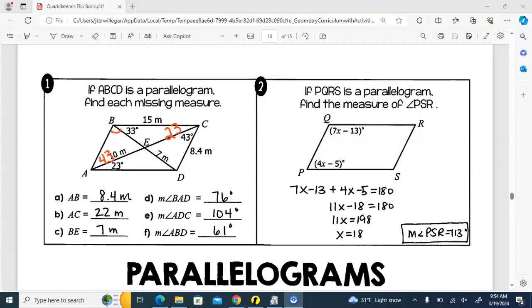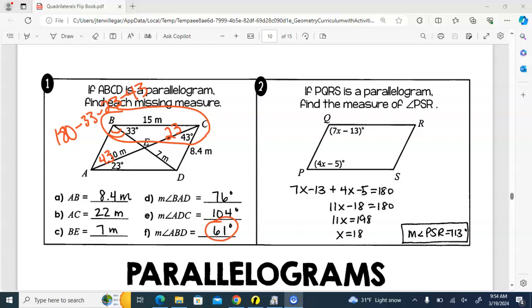Then how do I find this angle right here? Well, remember, all four of these angles have to add to 180. So to find that one, I would have done 180 minus all these other ones I had. 33 minus 23 minus 43. And that's how I got that. Oh, I'm sorry. That would have given me that this right here, ABD, is 61 degrees. Okay?